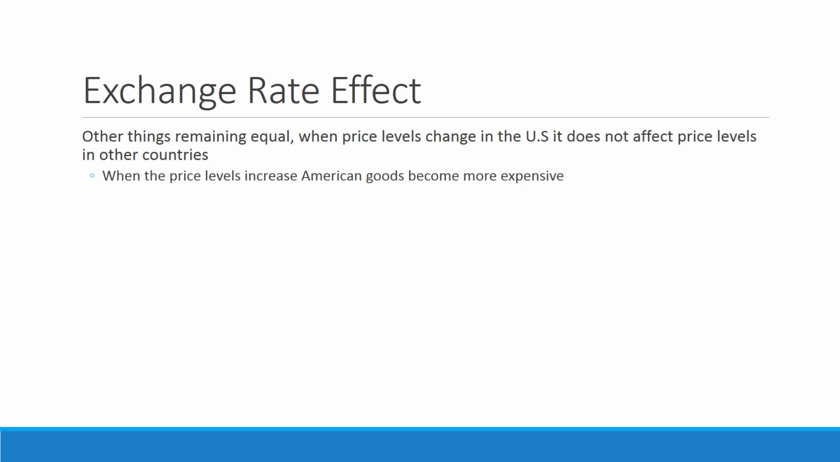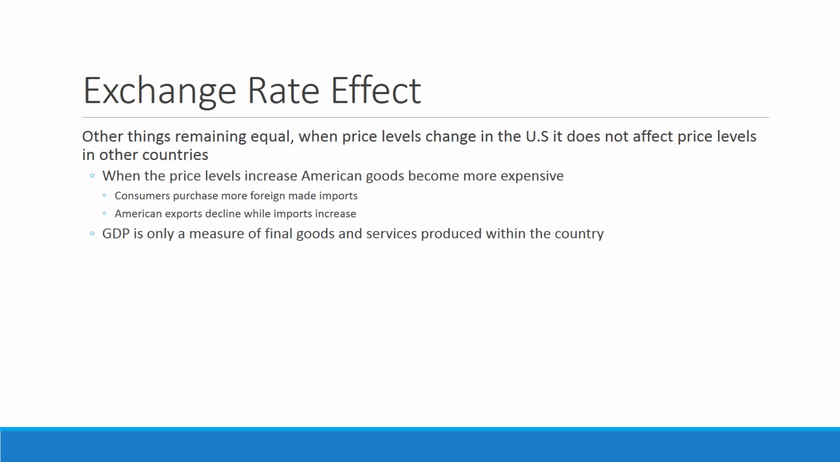As a consumer, what would we do then? We'll buy fewer American-produced goods. So consumers purchase more foreign-made imports when price levels increase. American exports decline while imports increase. So we're importing more goods, but we're exporting less because our goods just aren't worth as much. GDP is only a measure of final goods and services produced within the country. So here's the issue. If price levels increase, Americans buy foreign-made products. They don't buy American-made goods. And the result is that GDP, being a measure of goods and services, is only going to measure what we produce. Well, we're not going to produce that much because we're buying from other places.